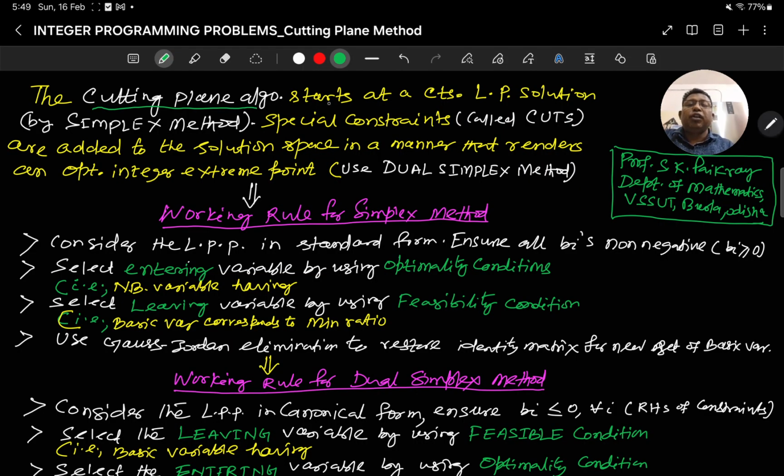So basically the cutting plane algorithm starts at a continuous linear programming solution. That solution is found by the simplex method. We solve the problem first by the simplex method. Special constraints called cuts are added to the solution space in a manner that renders the optimum an integral extreme point, and that can be done by using the dual simplex method.